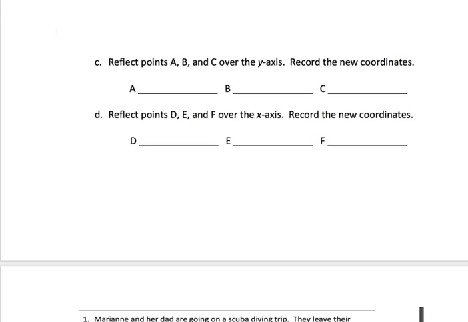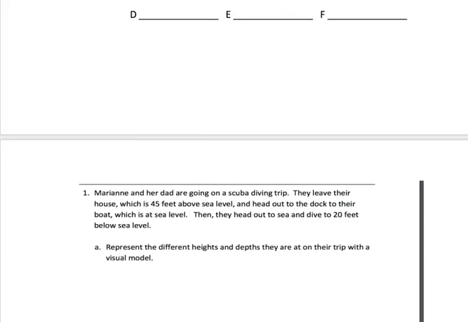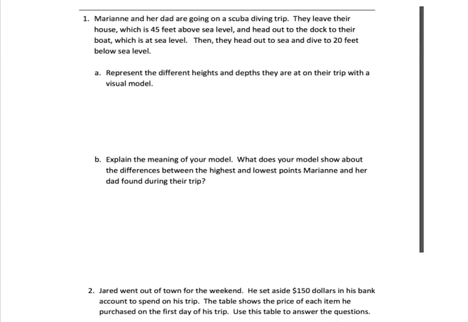So now let's go to review from Unit 2. Marianne and her dad are going on a scuba diving trip. They leave their house, which is 45 feet above sea level, and head out to the dock to their boat, which is at sea level. Then they head out to sea and dive to 20 feet below sea level.